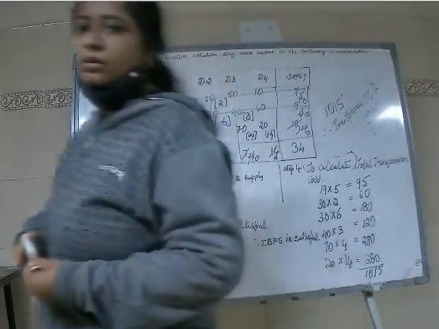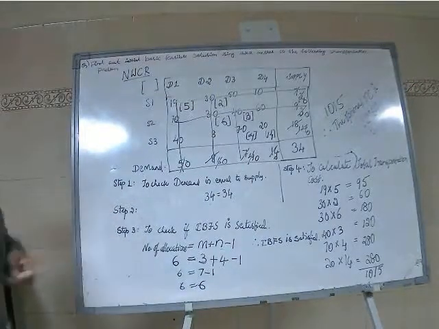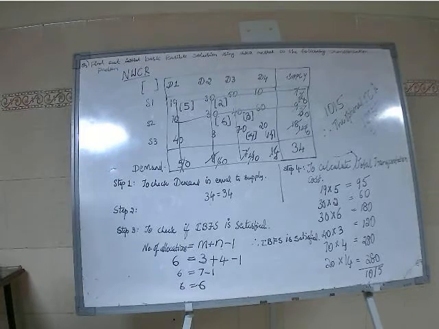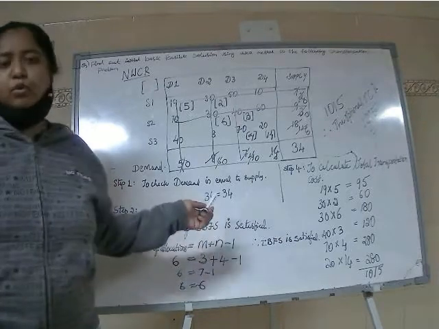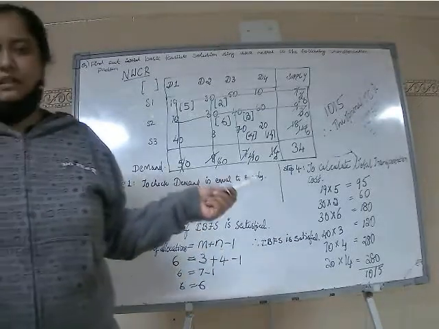Okay students, so this is the way to calculate the northwest corner rule for the transportation problem. I hope you students have understood, and practice more of such problems for a better understanding.